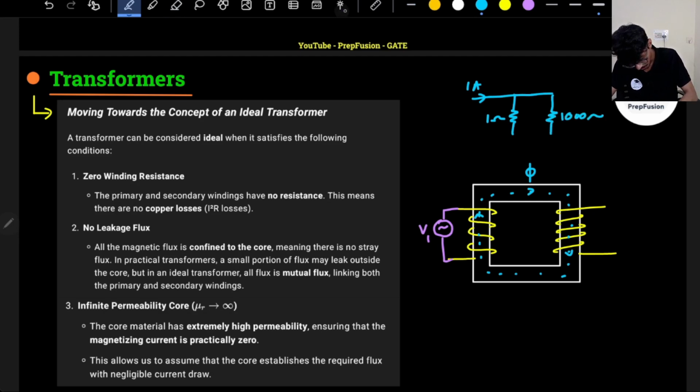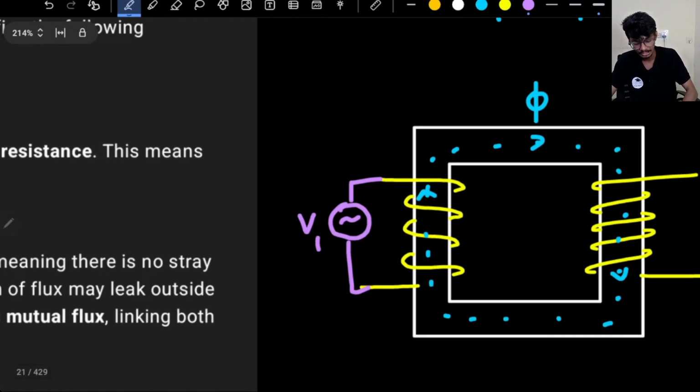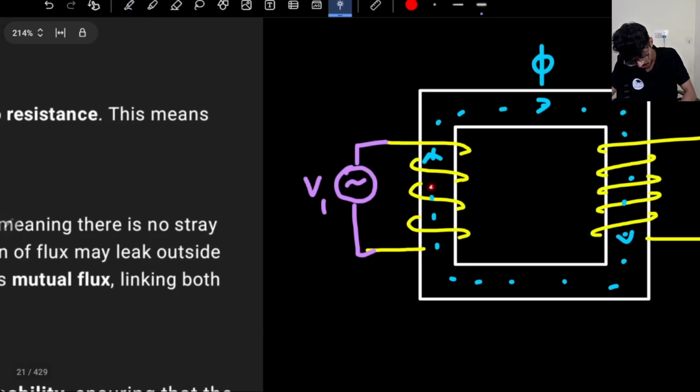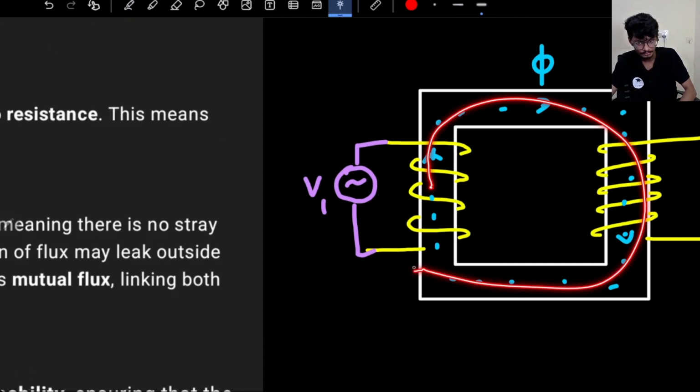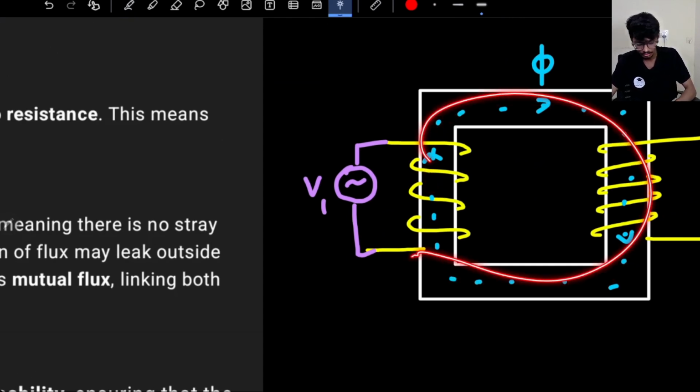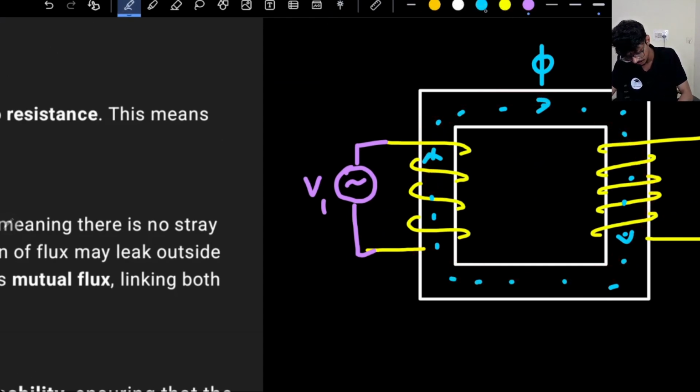Although 1000 ohm is very large, most of the current will flow through this 1 ohm only. You can calculate using the current division rule. Most of the current will flow through this 1 ohm only, but some of the current will actually flow through this. Same thing is happening: most of the flux will flow through the core only. That is what the core is meant for, but some of the flux will come out and complete the loop outside. This kind of flux is known as the leakage flux.